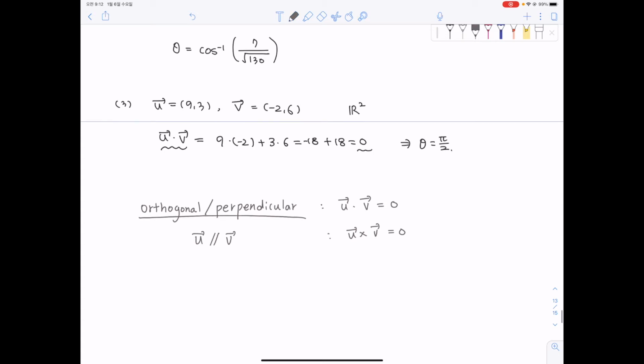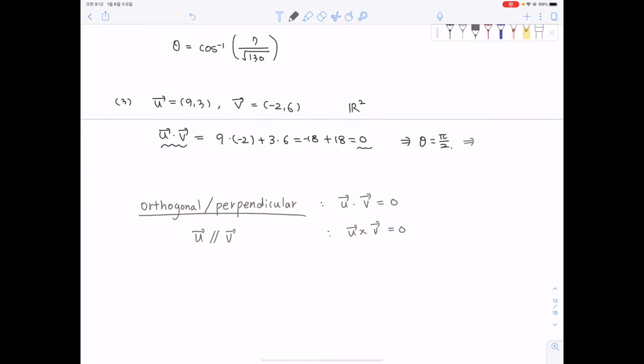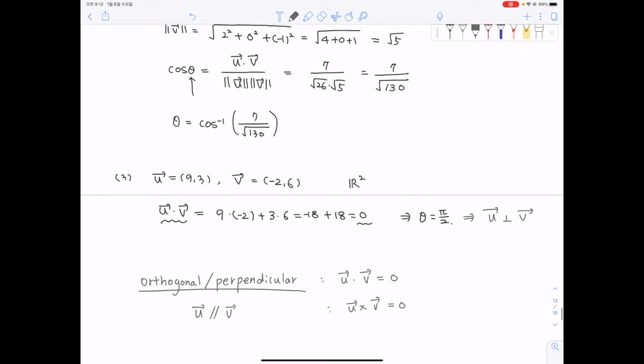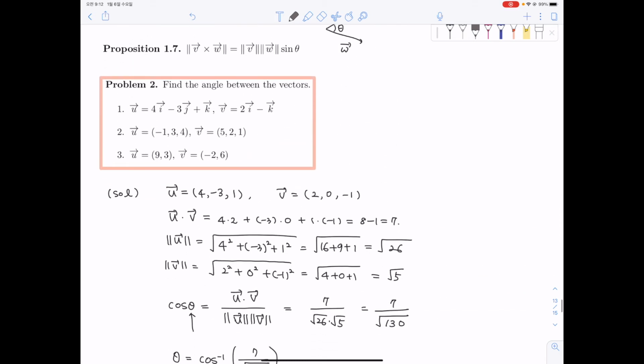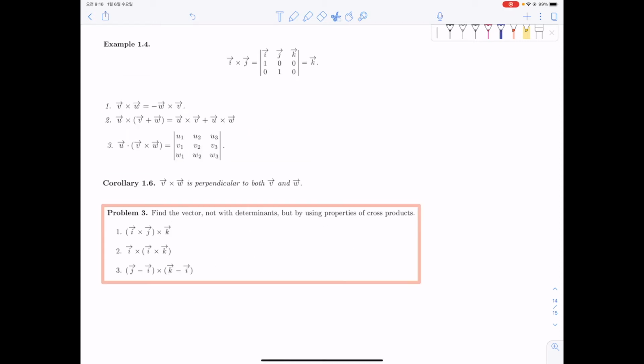So from this, we also know the two vectors are perpendicular. Okay. I solved 1 and 3 here, so you can check number 2. And then you learn some properties of cross products.